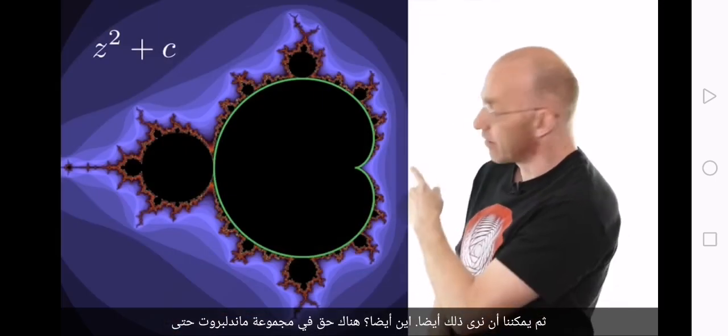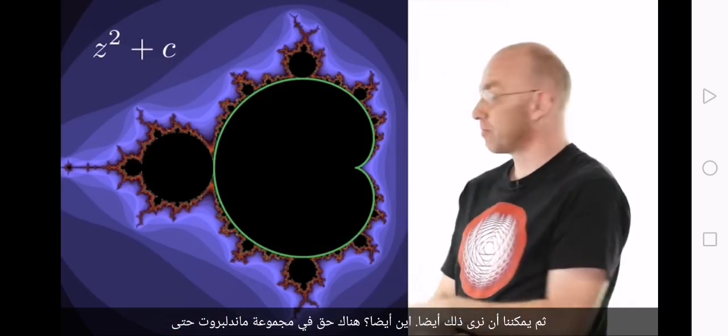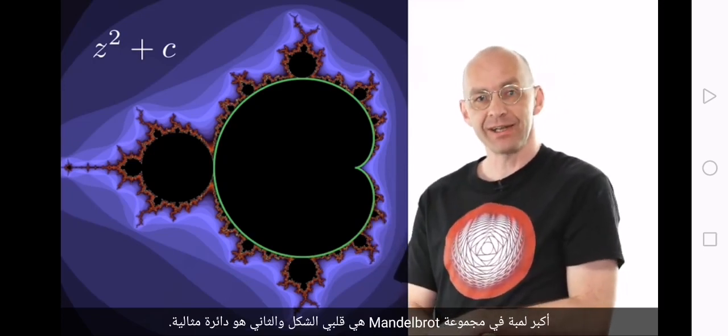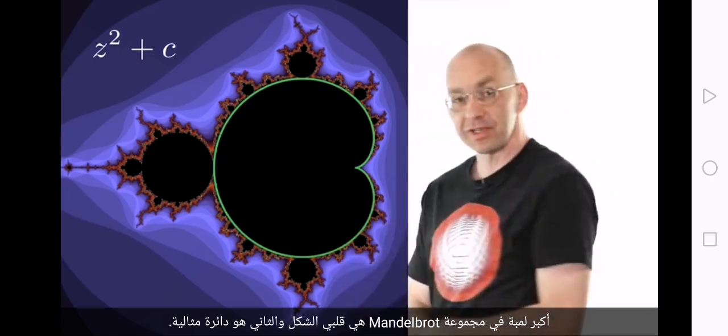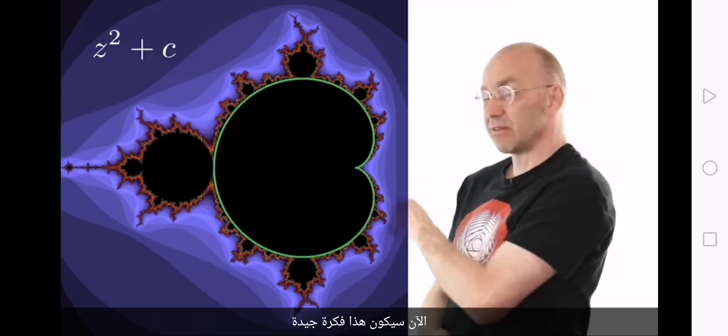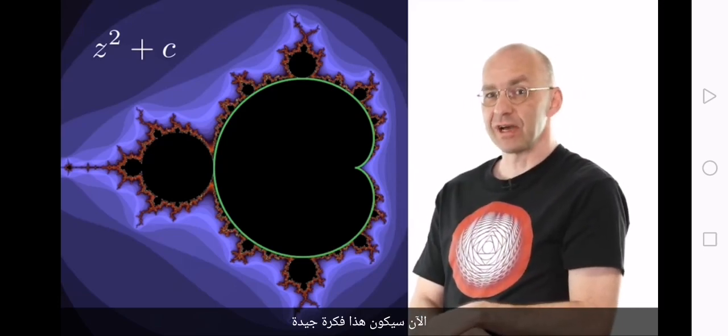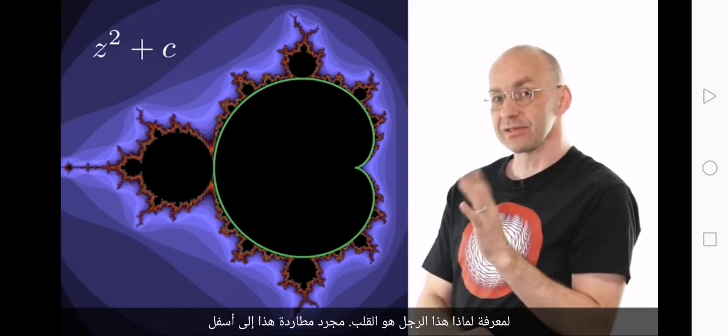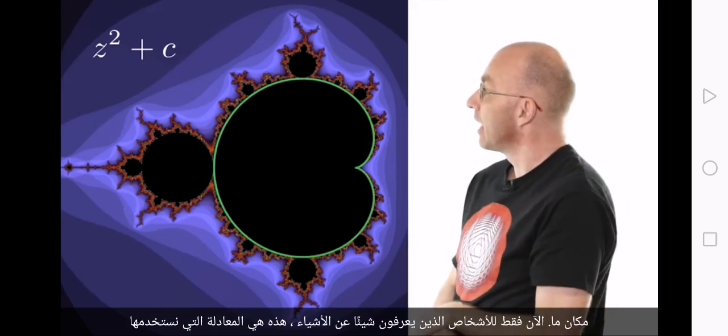Well, there, right there in the Mandelbrot set. So the biggest bulb in the Mandelbrot set is a cardioid. The second one is actually a perfect circle. Now, this would be a good one to figure out. Why is this guy a cardioid? And so I'll just kind of trace this down somewhere.